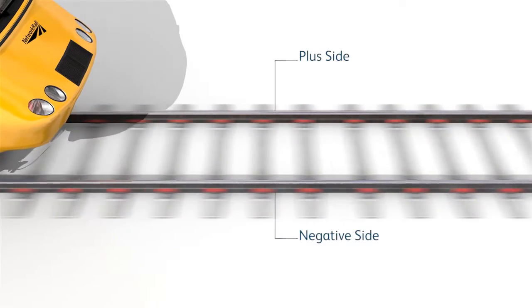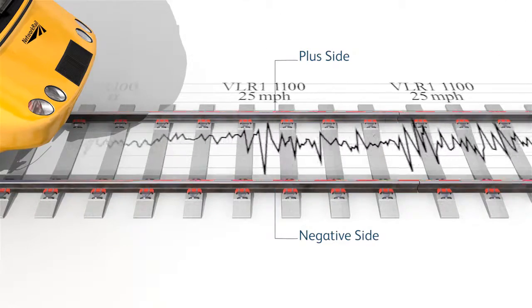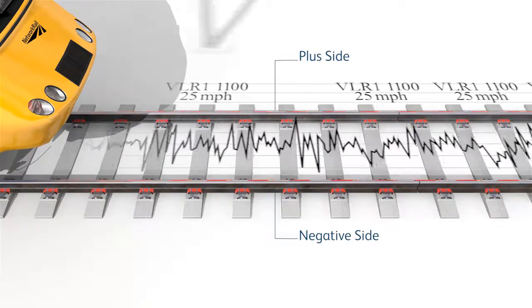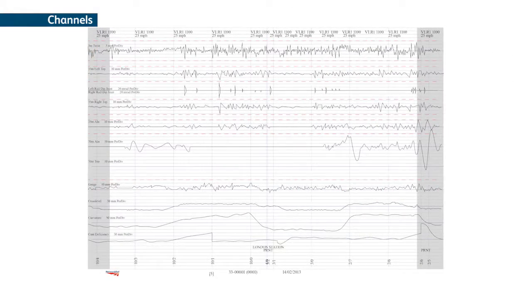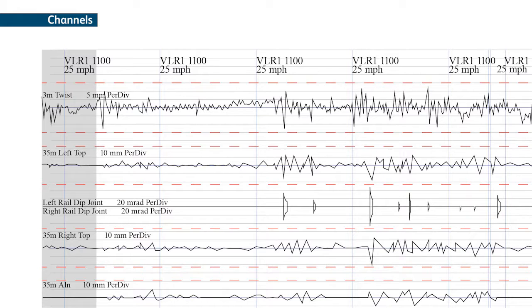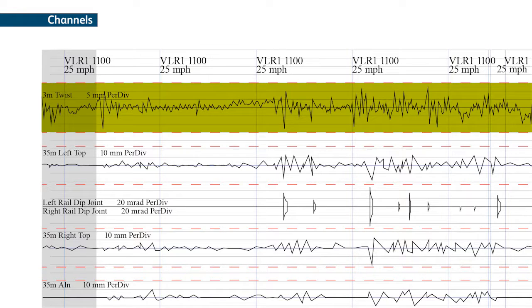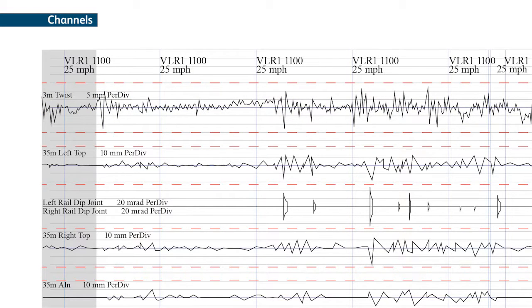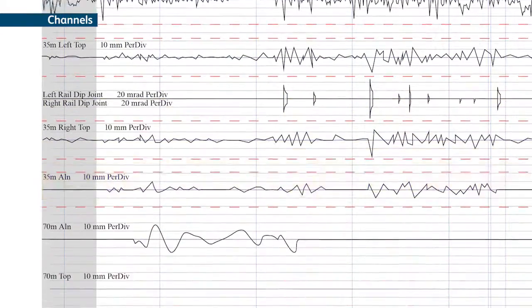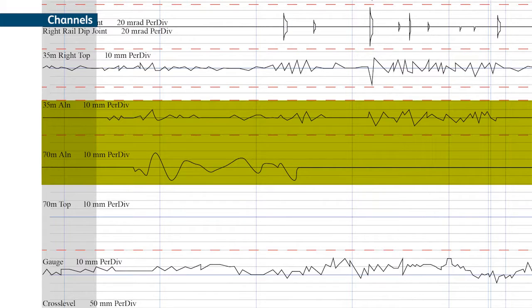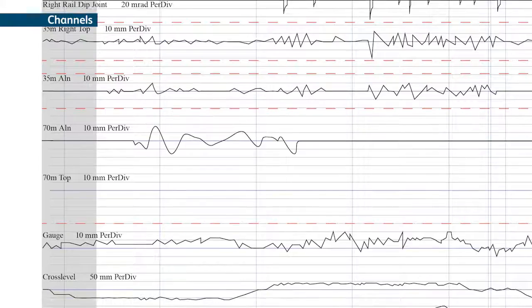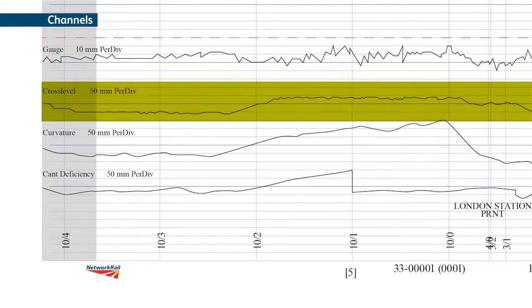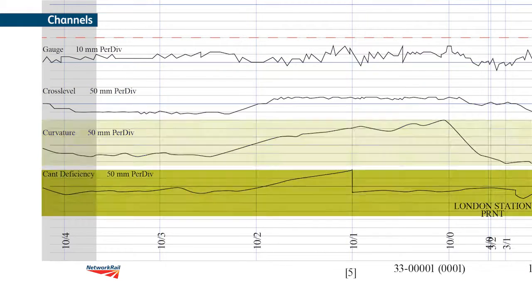In each channel, the top line indicates the left rail, or plus side, and the bottom line indicates the right rail, or negative side. Channels are split and identify twist or dynamic cross level over 3 meters, top left and top right measured over 35 meters, dip angle, track alignment measured over 35 meters and 70 meters, mean top over 70 meters, gauge, cross level, curvature, and cant deficiency.